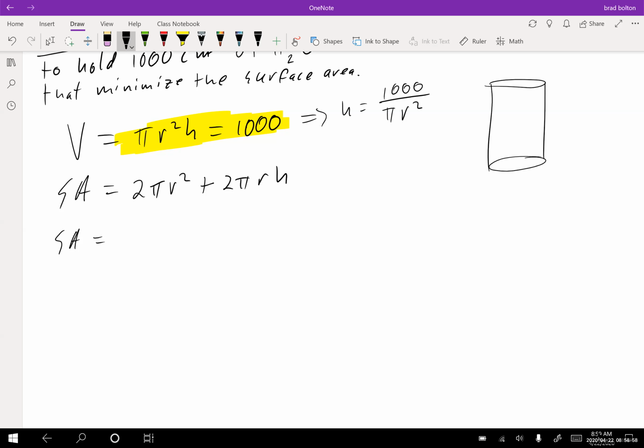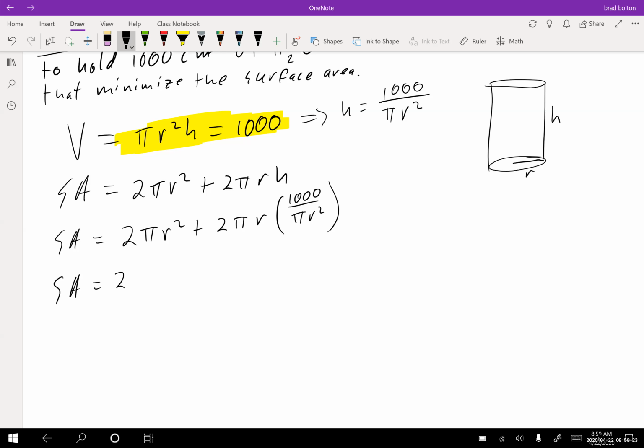Okay, so we have our cylinder. We know this is the height. We know this is the radius, right? Okay, and we're trying to minimize surface area. So I'm going to do 2 pi r squared plus 2 pi times r times h, but h is 1,000 over pi r squared. Okay, so let's clean this up a little.